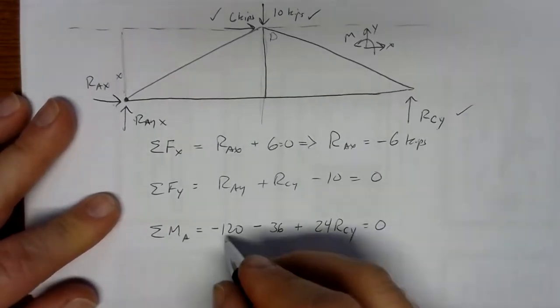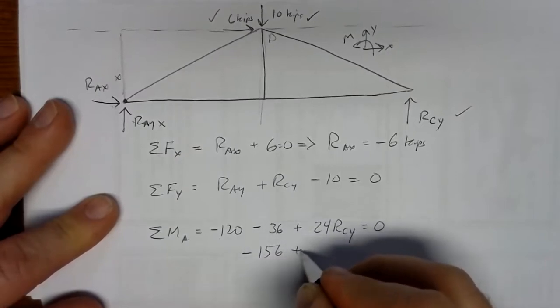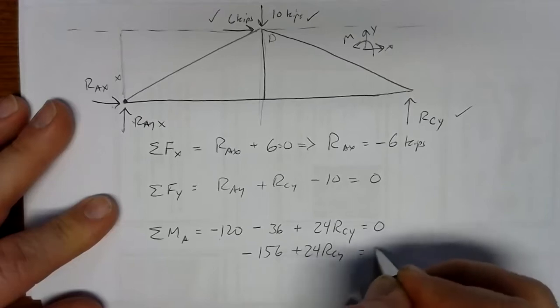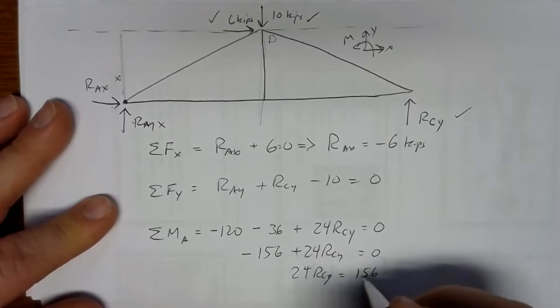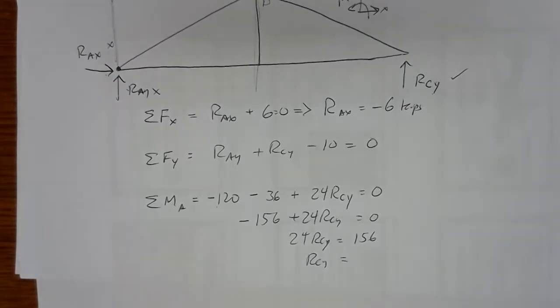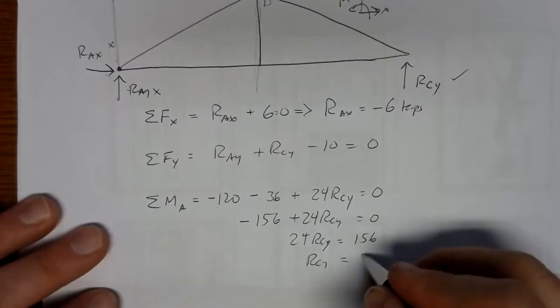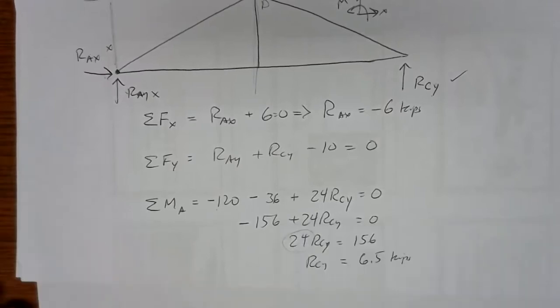In the moment equation, we've got negative 120 minus 36, that's negative 156, plus 24 RCY equals 0. 24 RCY equals a positive 156, so RCY will equal 156 divided by 24, which is 6.5. So 6.5 kips. Notice if you forgot the arm for RCY, you'd say RCY is 156 kips.